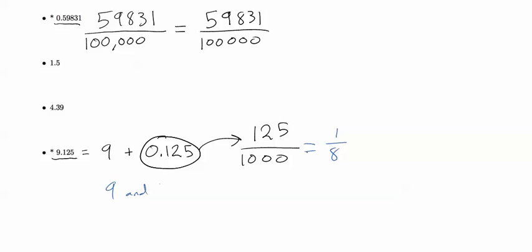If you're not happy with your answer as a mixed number, you could say this is 9 plus 1/8, which is equal to 9 times 8 over 8 plus 1/8, which is 72/8 plus 1/8, which is 73/8. Try the other problems on your own, and see if you can convert all of these decimal numbers into fractions.